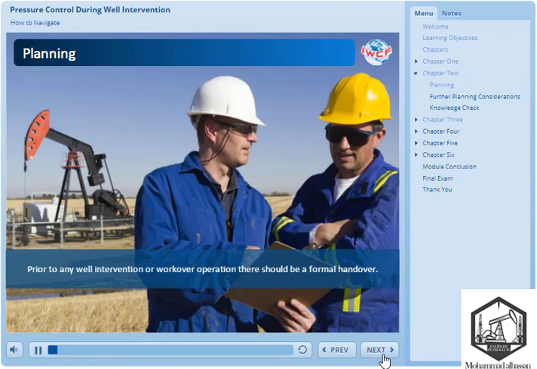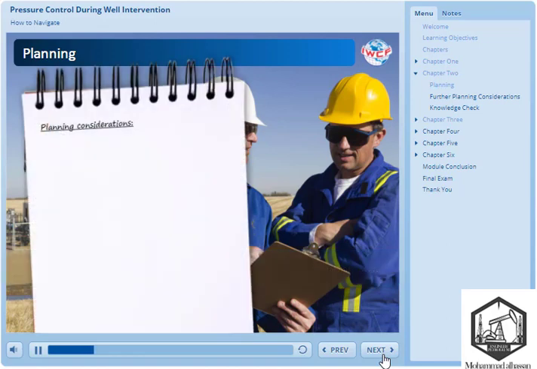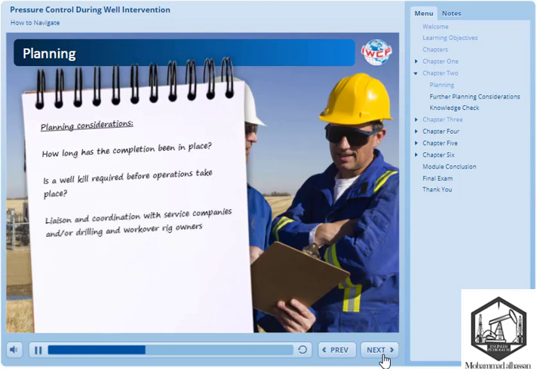Prior to any well intervention or workover operation, there should be a formal handover. This handover must clearly identify the roles and responsibilities of all concerned. Planning considerations must also include how long has the completion been in place and what is the history of its service. For instance, has the well been producing sour gas? Is a well kill required before operations take place? Liaison and coordination with service companies and/or drilling and workover rig owners.